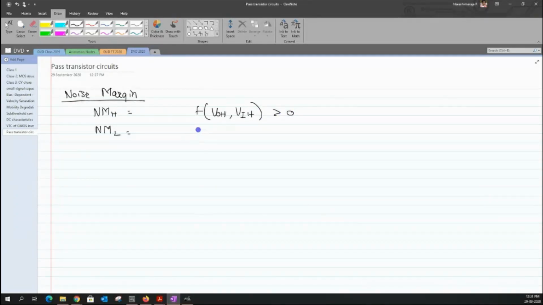Similarly, in order to write the expression of NML, it's again basically a function of the low terms. And the output of this is supposed to be a positive quantity. With that in mind, we can write down the definition. So now let me bring out the definitions of the VOH, VOL, as well as VIH and VIL quantities.